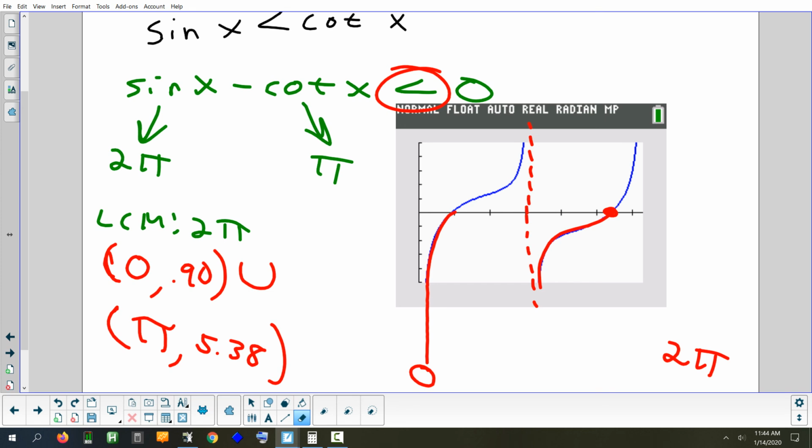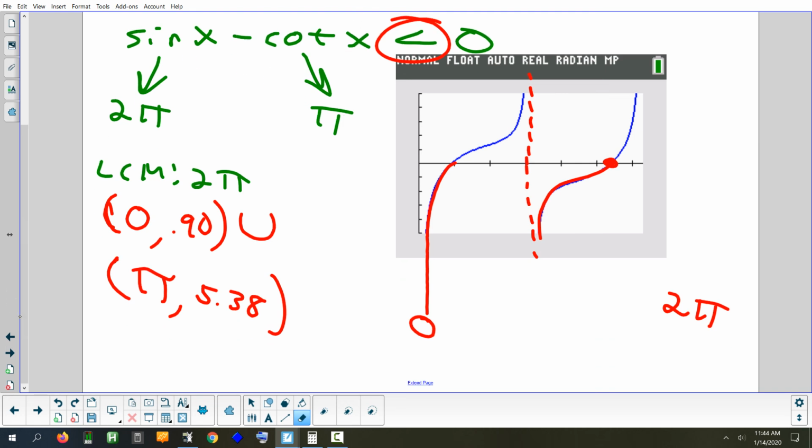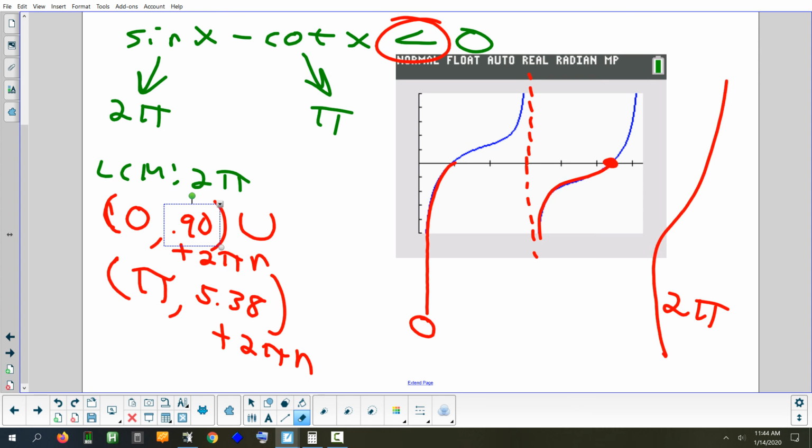Now, that's the interval just in the first cycle. On each part of that interval, just put plus 2 pi n. What that means is you could add any multiple of 2 pi to those two numbers right there. You could add 2 pi to them, and that would bring you to the next cycle down, where this is going to occur again.